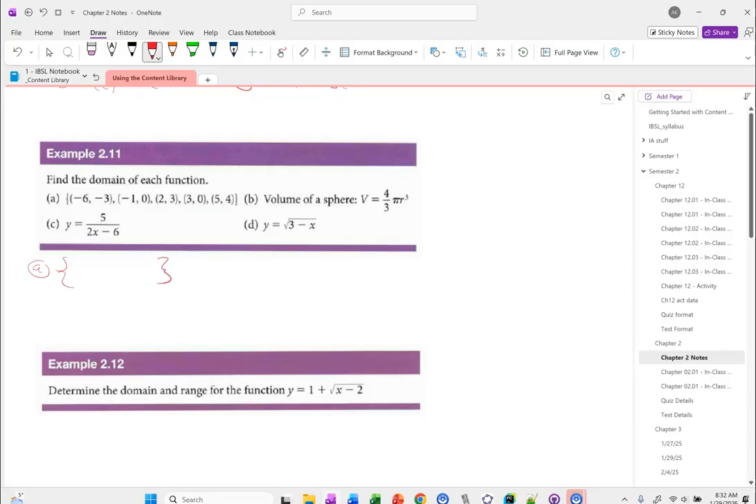The domain is X or Y? X. So I'm just going to list the X coordinates. What do I have to be careful about? Does the order that I write them matter? No. What does matter is no repeats. So if this was not a function and there was an X coordinate used more than once, when I write my domain, I only write it one time.